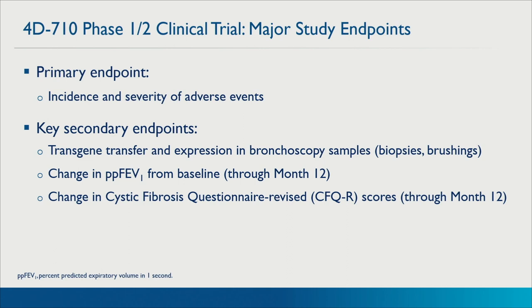So our primary endpoint, the incidence and severity of adverse events. Key secondary endpoints, transgene transfer and expression in bronchoscopy samples, both biopsies and brushings. Change in percent predicted FEV1 from baseline through month 12, and then change in CFQR scores through month 12. So let's move on to cohort 1.